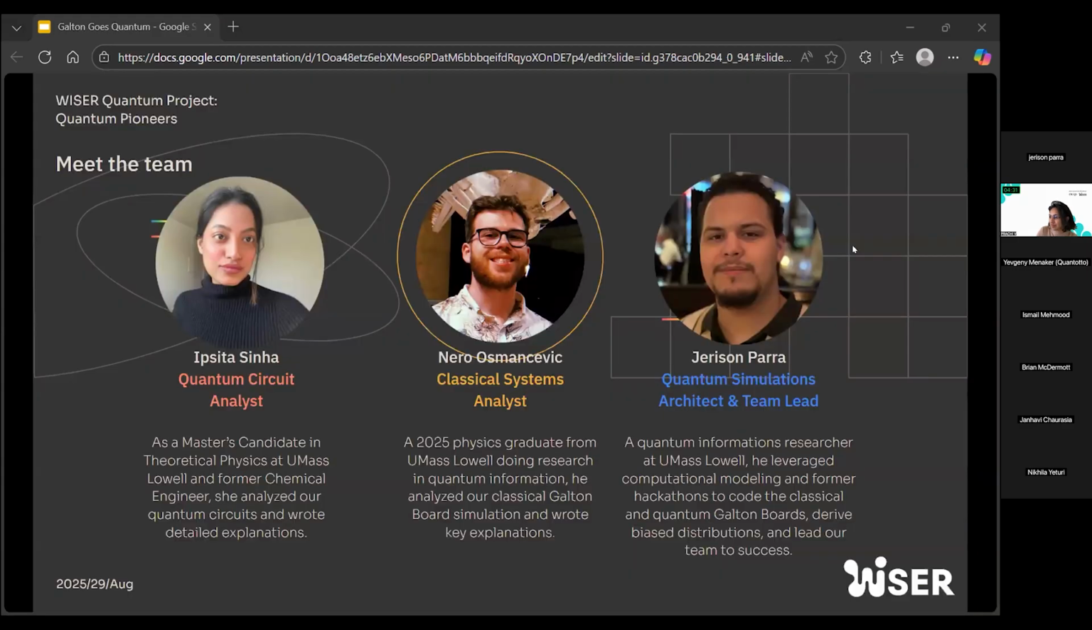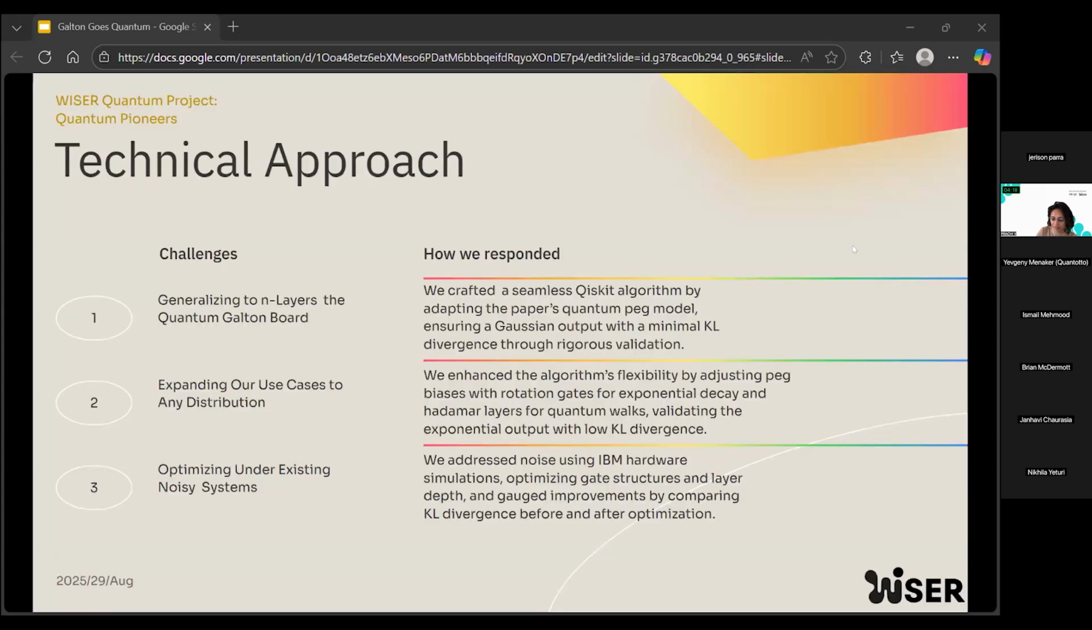A bit about us. We're a group of friends who met at University of Massachusetts Lowell while doing research under the same quantum professor on various projects. This hackathon gave us the chance to collaborate on something we're all passionate about. For a high-level overview, we generalized the quantum Galton board to n layers for binomial distribution, extended it to arbitrary distributions like exponential and ballistic ones, and tested it on noisy quantum systems using IBM's Brisbane backend, applying noise mitigation techniques to boost accuracy.